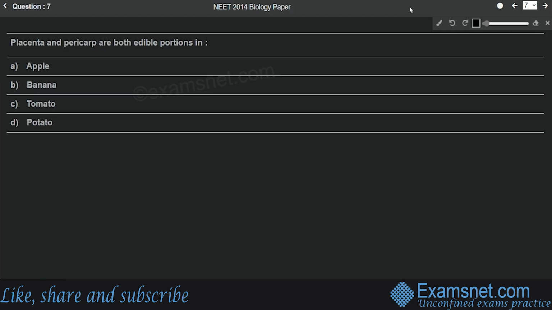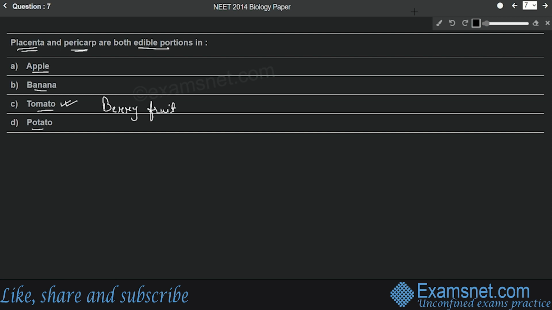Question number 7 is from the chapter Sexual Reproduction in Flowering Plants, and the question is, placenta and pericarp are both edible portions in. Options are apple, banana, tomato and potato. So the correct answer is option C, that is tomato. Tomato is a berry fruit.